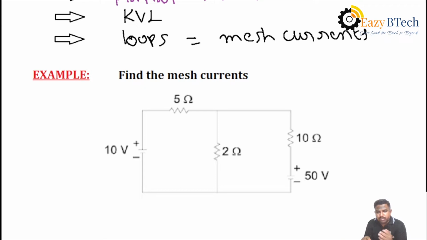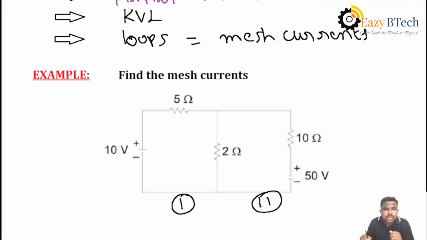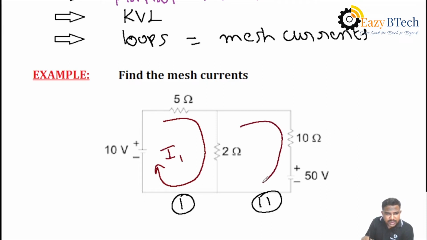First of all, in the given problem, you must analyze how many loops are there. In this circuit, we have two loops. This is the first loop and this is the second loop. After identifying the number of loops, you can assign the loop currents. For the first loop, we assign the loop current I1. For the second loop, we assign the loop current I2.